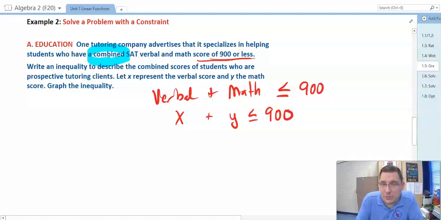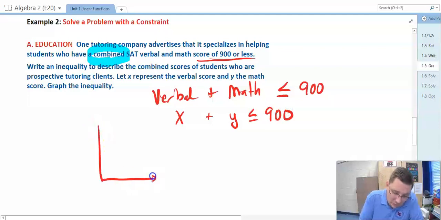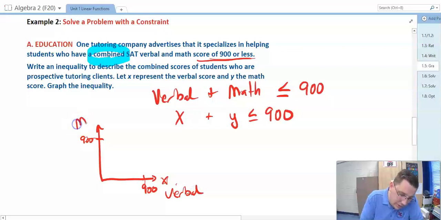Now, can we graph this by hand? Sure. This is actually a really quick and easy one to graph. Again, this would be better by intercepts. And so we're going to see here 900, and over here 900, and this is our X for the verbal, and this is our Y for the math score.